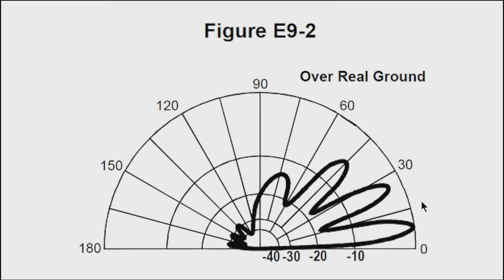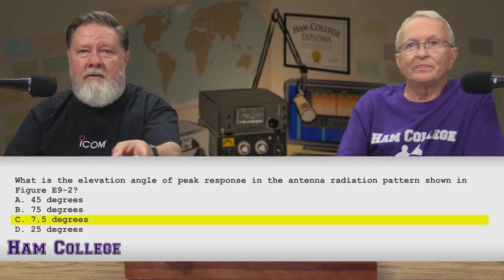I'm going to say 7.5 because each one of those are 15 degree segments. And the main lobe is about middle ways, so that should be around 7.5. I'm going to agree with you. You're talking about right about there. And that is 15. Chat room, pretty much saying the same thing. That's my final answer.